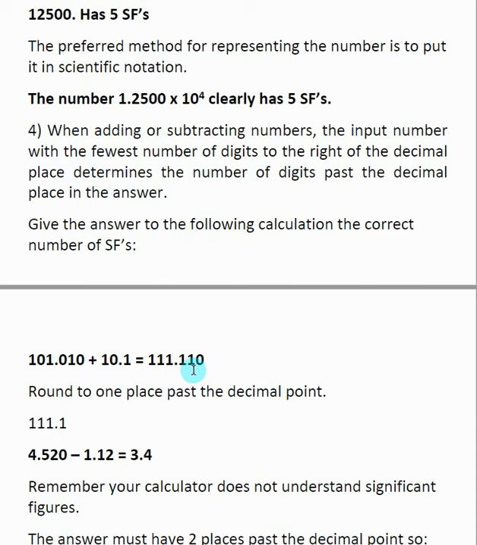So in this case, I need to get rid of this 1 0. In order to reduce significant figures, what I do is round. I want to get rid of these 2, so I round down to 111.1.